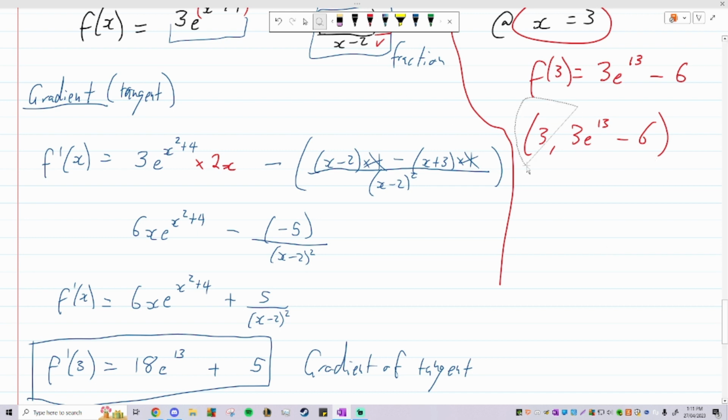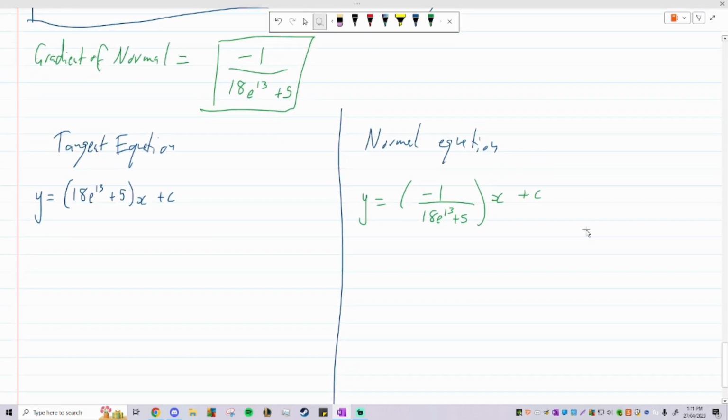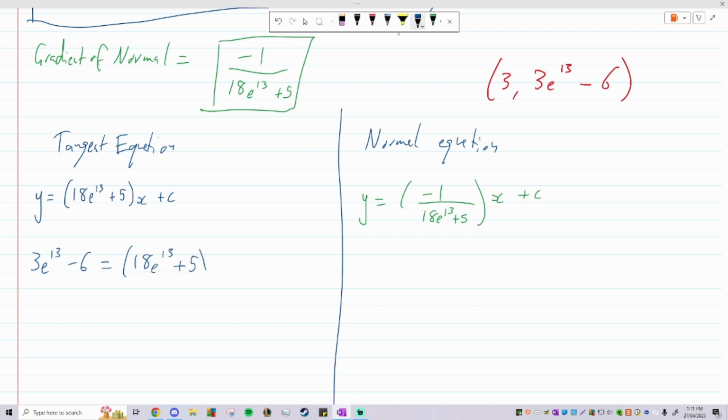Now we have our coordinate. I'm going to cheat here. I'm going to lasso select this. Perfect. I'm going to copy it. Oh my goodness, not working as well as I hoped. Copy it, paste it down here so we can see it. Excellent. So let's try do this. I'm going to plug in 3e to the 13 minus 6 equals 18 e to the 13 plus 5 times 3 plus c.